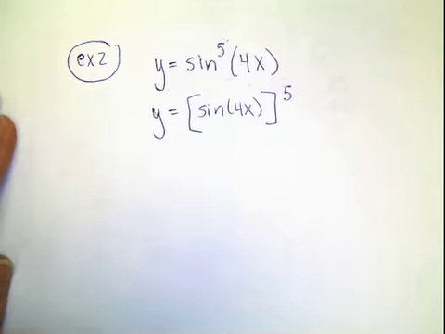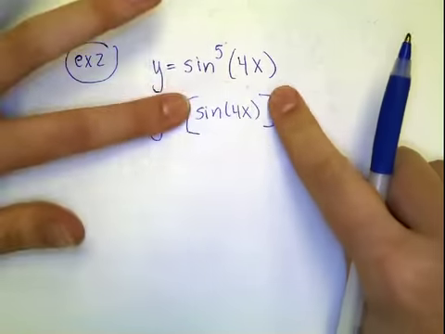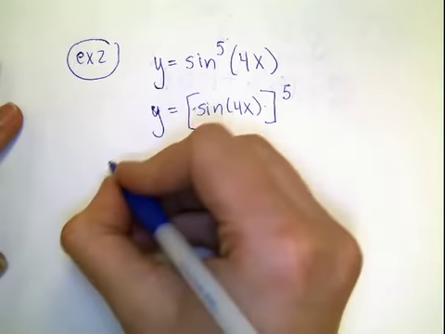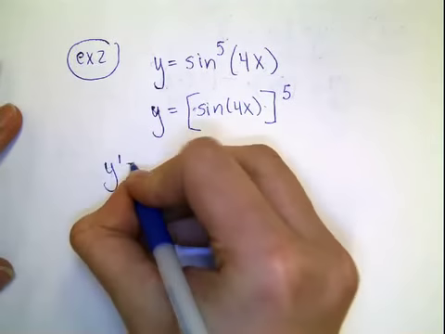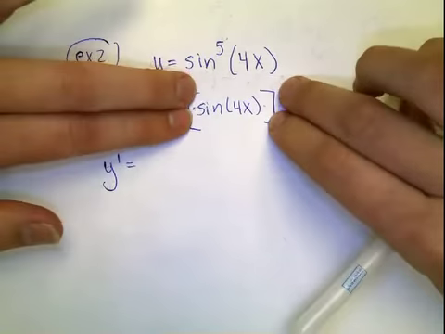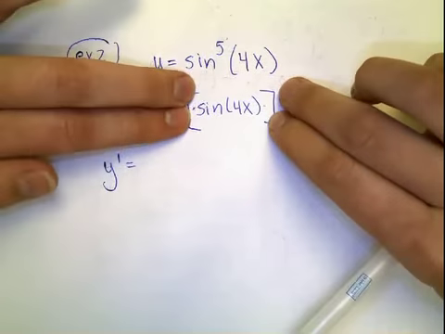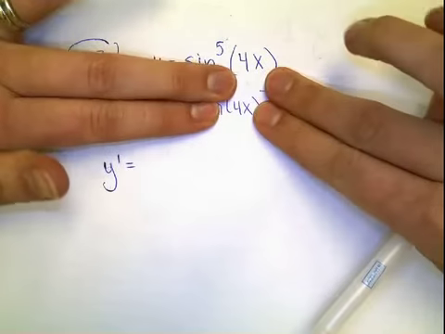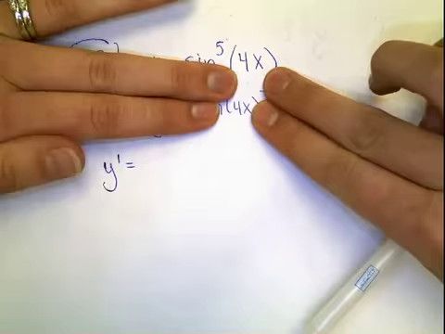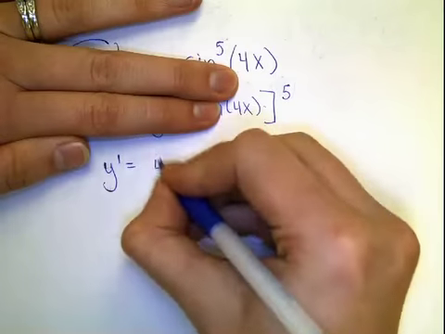So not only is there an inside of this, there's an inside of sine. There's like 2 insides. It's really messy. But to find the derivative, y prime, here's what you do. Ignore the 5th power. Just focus on sine of 4x. We're going to derive that. In fact, I'm going to go all the way into just 4x. I want to derive 4x. Well, the derivative of 4x is 4. So I'm going to write down 4.